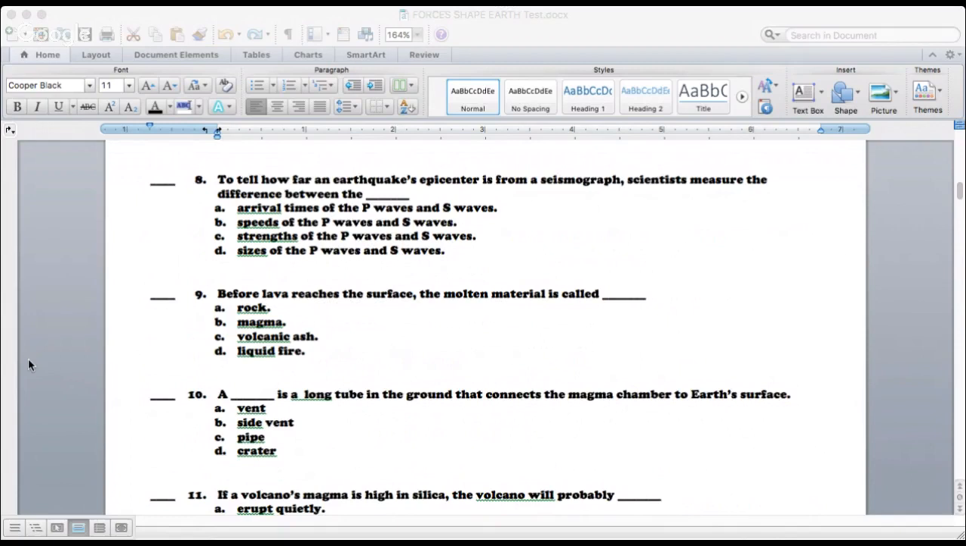Number 9. Before lava reaches the surface, the molten material is called A. Rock, B. Magma, C. Volcanic ash, D. Liquid fire.